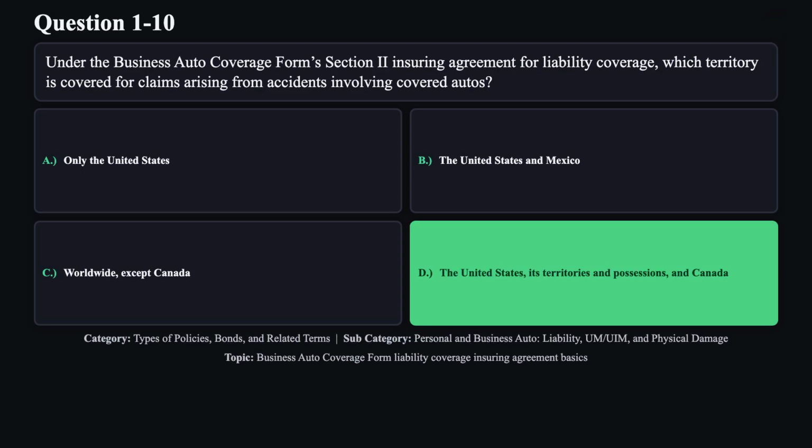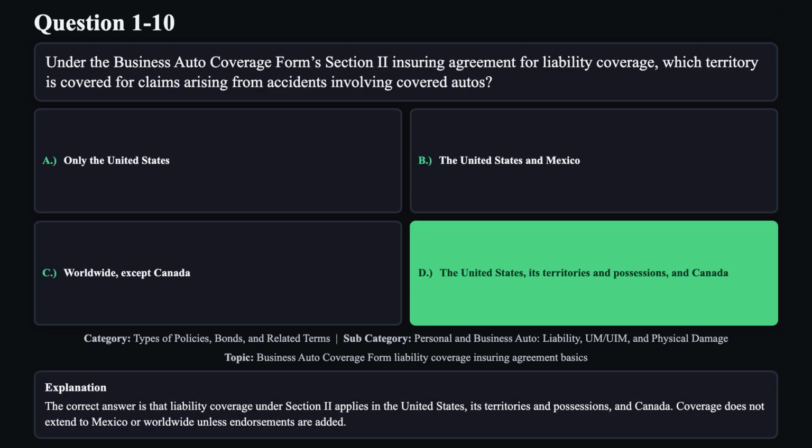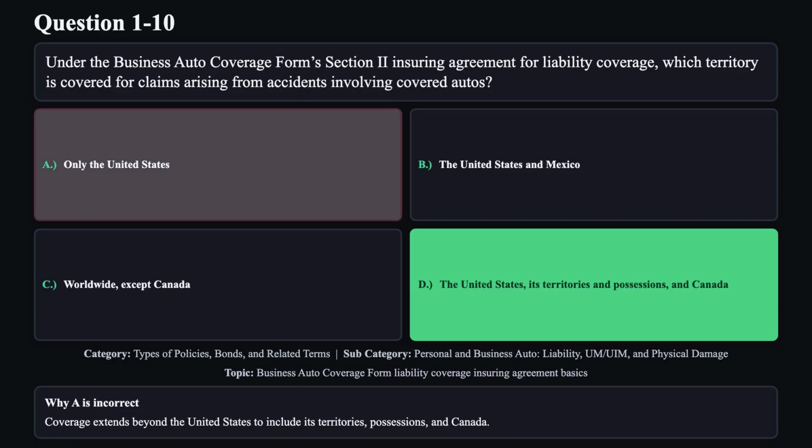The correct answer is D. The correct answer is that liability coverage under Section 2 applies in the United States, its territories and possessions, and Canada. Coverage does not extend to Mexico or worldwide unless endorsements are added. Reason A is not correct. Coverage extends beyond the United States to include its territories, possessions, and Canada.